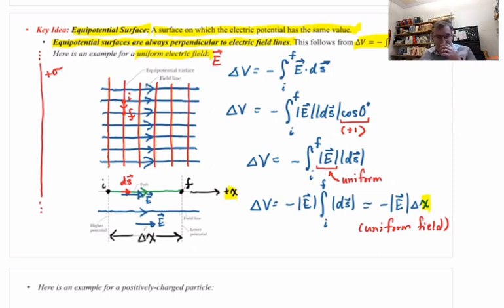Okay. Only that displacement component along the direction of the field. That's why we picked the path the way we did. Go straight along the field. It makes the integral easy. All right, let's look at another one that's not quite so easy, but we'll just draw pictures for now.